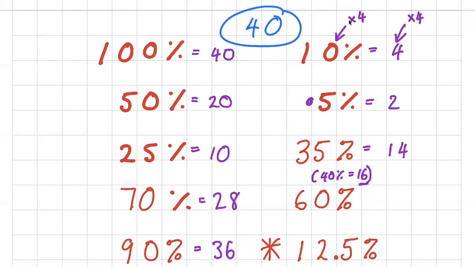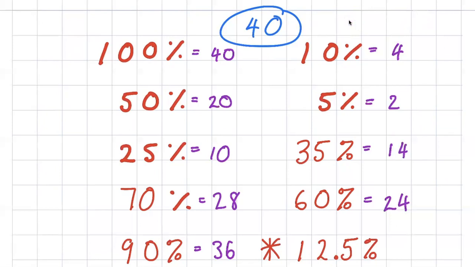Okay, a few more here. I'm going to rub out this. You don't have to rub out your working out. It's just easier for you guys to read on your tables. 60%, well, I times 10 by 6 to make 60. So I'm also going to times this by 6. And 6 times 4 is 24. So 60% is 24.